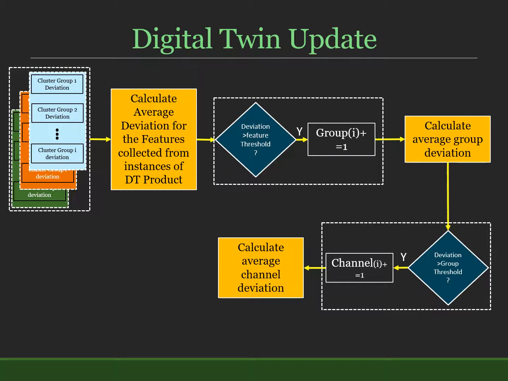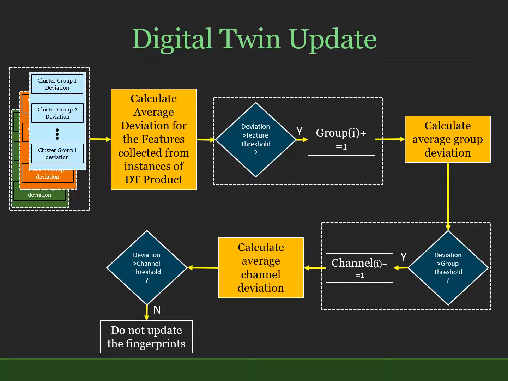Then, finally, if this is greater than the channel threshold for the deviation, the fingerprints for the digital twins are updated. The thresholds for the digital twin need to be carefully selected to reduce the false positives and false negatives for making the decision for updating the cluster, which can be costly otherwise.